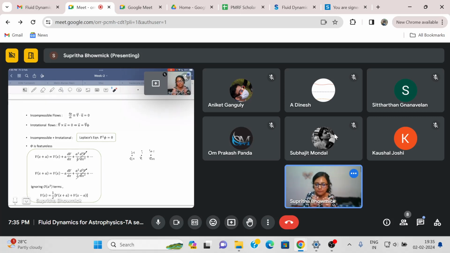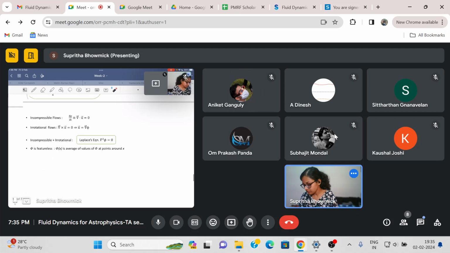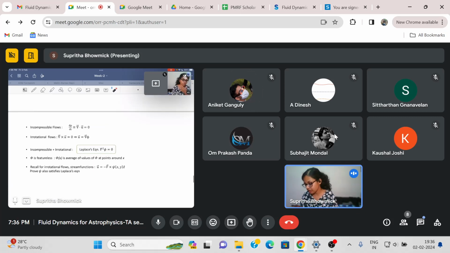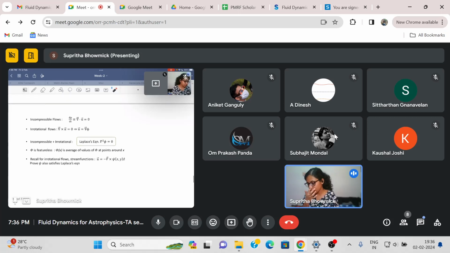Now, why is that? If v has to be an average of points neighboring it, why can't v be a maxima or minima? I think it should be clear, right? It can't be a maximum because then it can't be the average of two points. Is that intuitively clear? Yes. Okay, thank you. So that's what it means for phi to be featureless. I hope these comments from the lectures were clear.